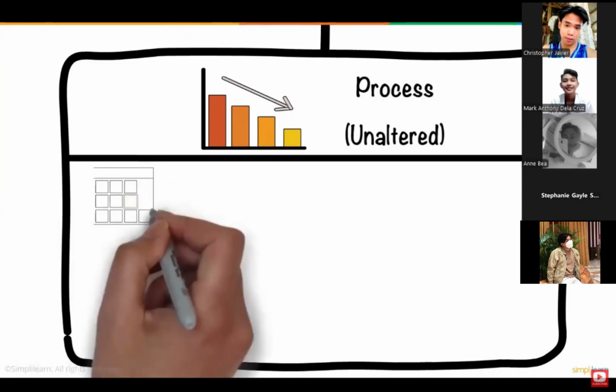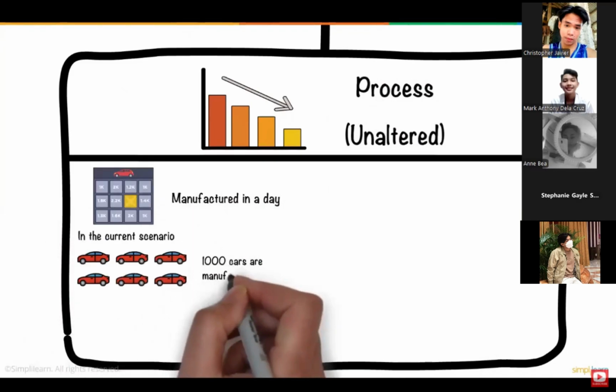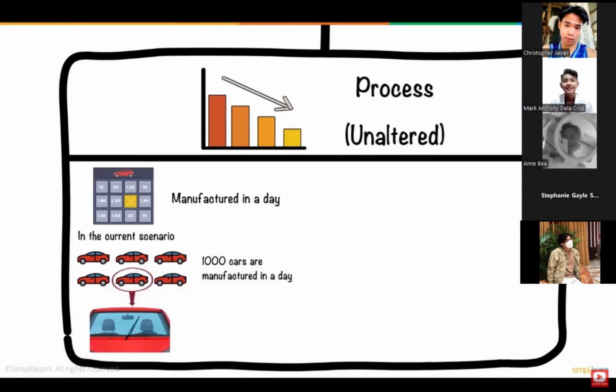In the Measure phase, you determine how the process is performing currently in its unaltered state. You determine the current number of cars that are manufactured in a day. In the current scenario, 1,000 cars are manufactured in a day, and each of these cars is outfitted with a pair of windshield wipers by one of 30 machines used.